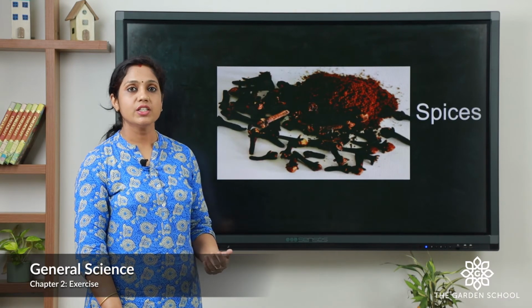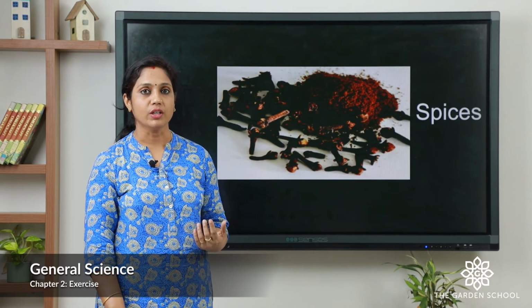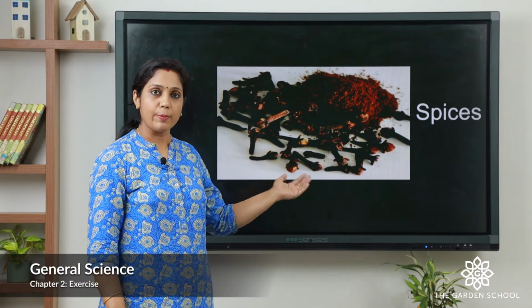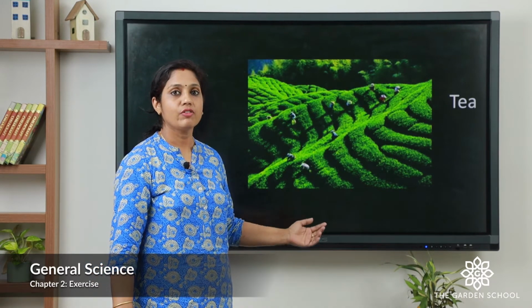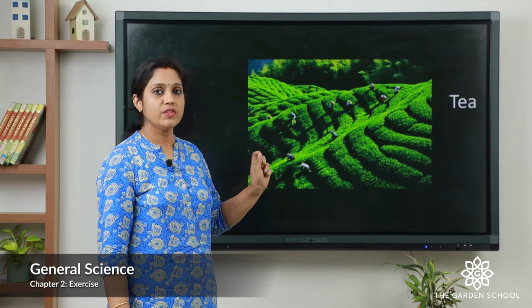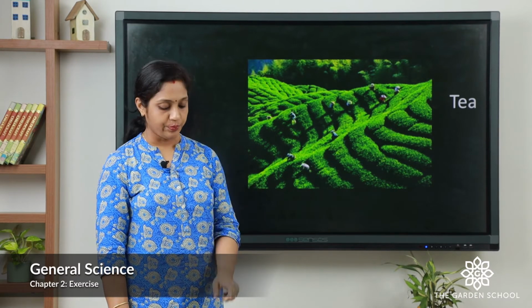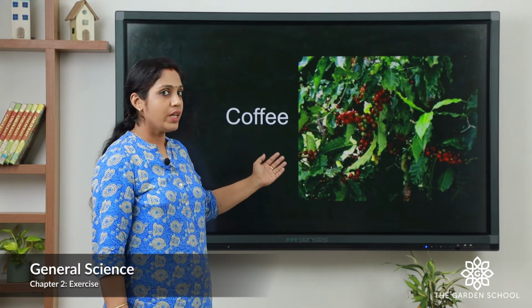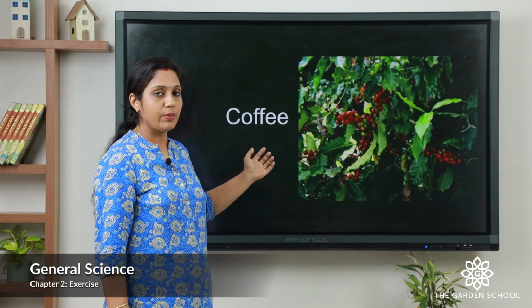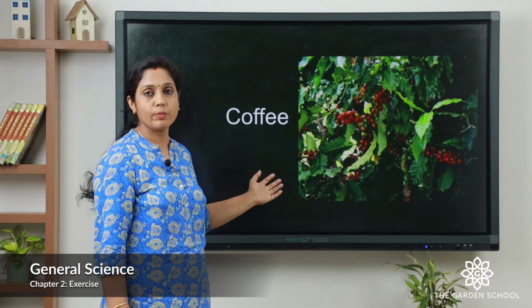Spices are added to our food for flavor. That spices we get from plants. Tea we get from plants. We use the leaves of tea for making tea. And here it's coffee bean. The beans are the seeds. Coffee beans are the seeds that we use for making coffee.